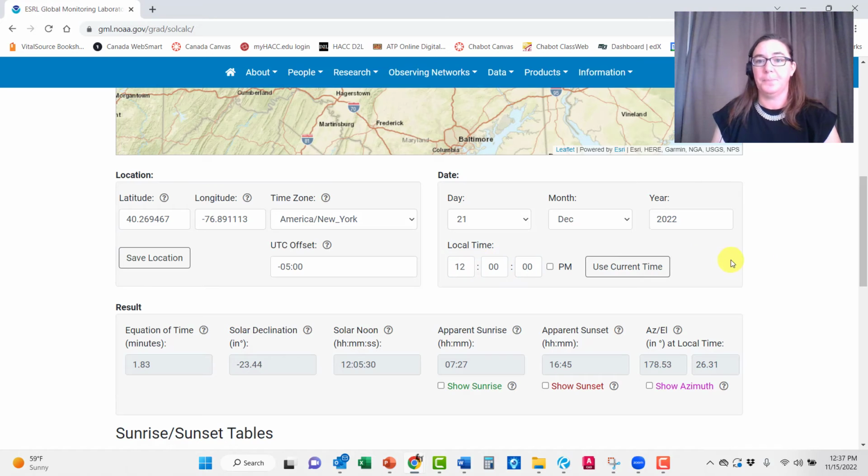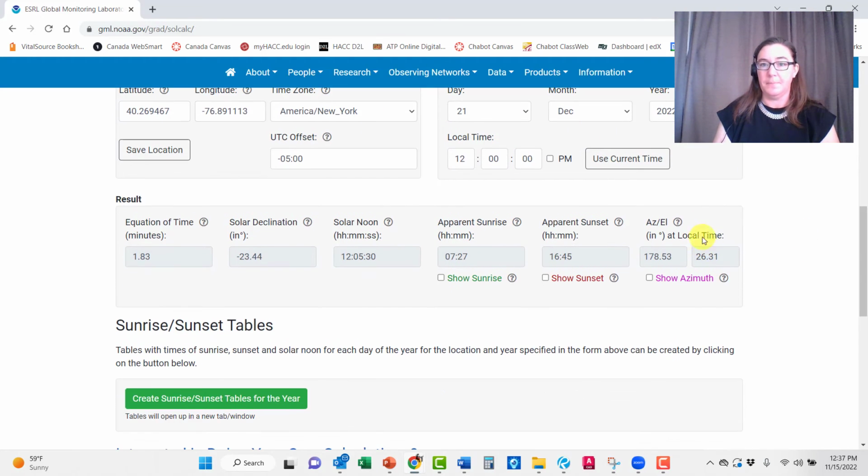Once you've entered all this information, you can come down here and check out the azimuth and elevation. They're using elevation instead of altitude. It's the same thing. You see that the azimuth they've given is 178, and the elevation is 26.